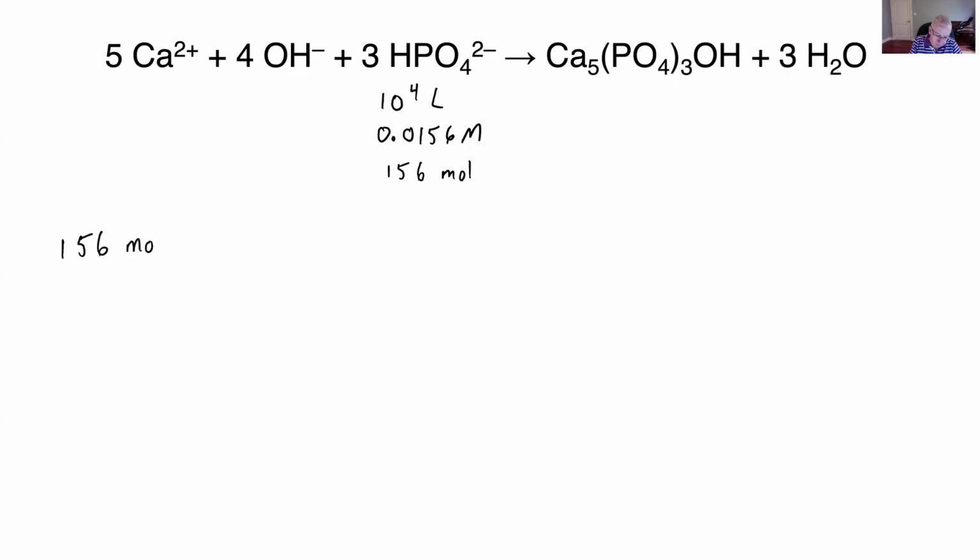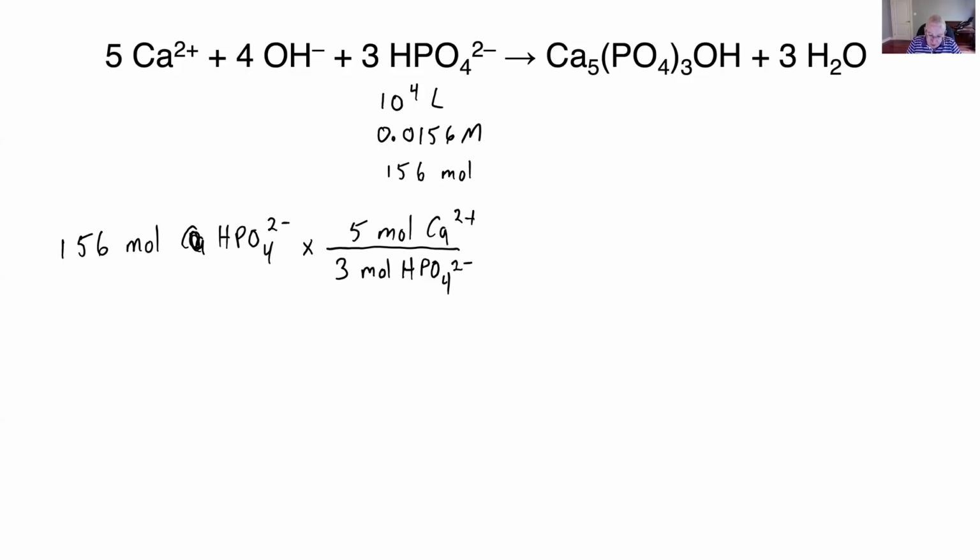156 moles of hydrogen phosphate, wait a minute, not calcium ions, of HPO4 2 minus. I need to get to how much calcium I need to get rid of that. So that says my mole ratio is 3 moles of hydrogen phosphate requires 5 moles of calcium ions. Okay, if I stop there, let's actually multiply that part out. This says I need 260 moles of calcium ions.